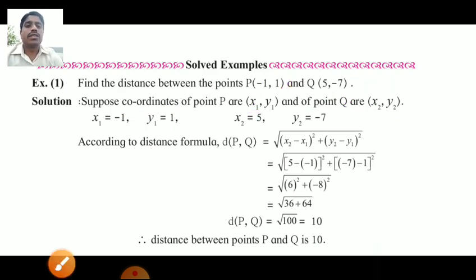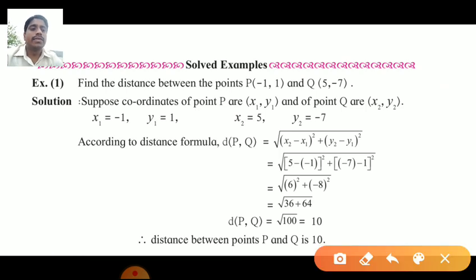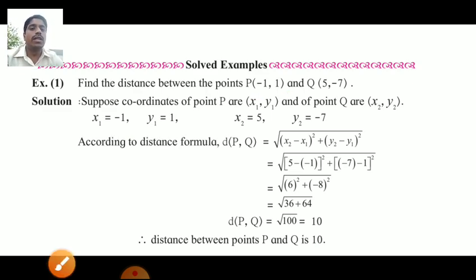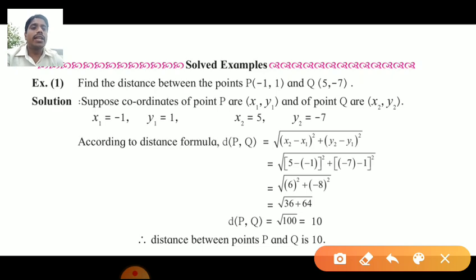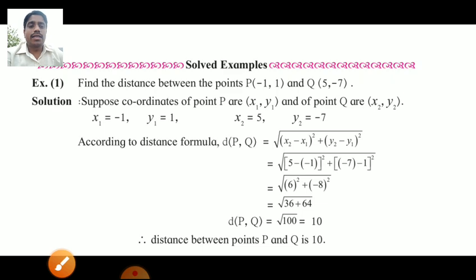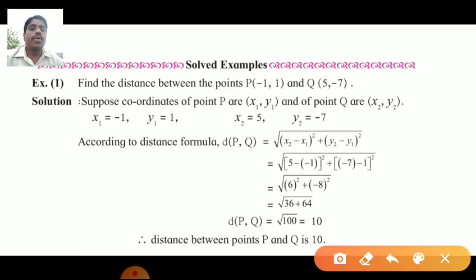So x1 is equal to -1 and y1 is equal to 1, that means -1 and 1. And x2 is equal to 5 and y2 is equal to -7. And we find the distance between the 2 points P and Q according to the distance formula.